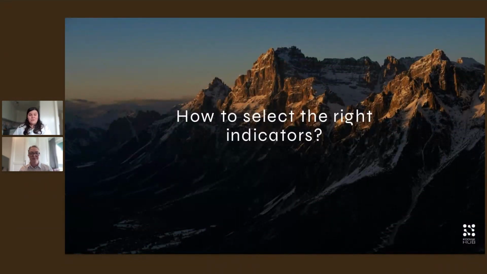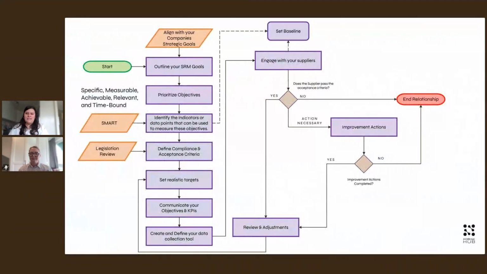Perfect. But how can we do this? What are the first steps that you need to take to actually select the right indicators? We have designed this very quick process for you to take home and analyze a little bit and see if you can start implementing this. You can be a seasoned user in our platform or a very new customer, and this is still very relevant. You need to review this type of process now and then.